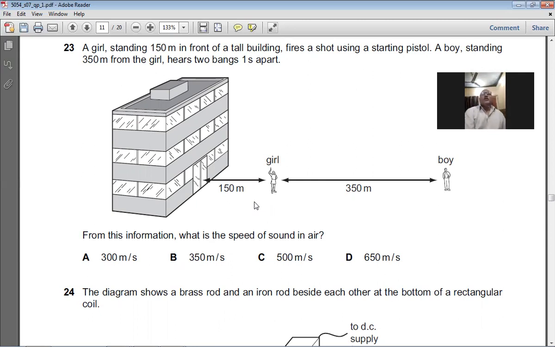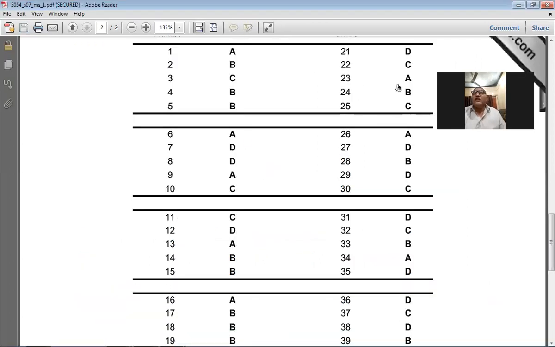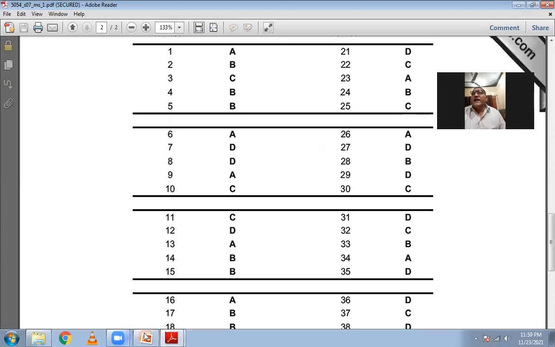And he told us that the second bang came after 1 second. So this boy heard the second bang 1 second after the first bang. So it means that the second wave took 1 second to cover that extra 300 meters. So it means that the speed of that sound wave is 300 meters per second. So I think A is the choice, question number 23. So let's check. Question number 23, A is the right option, sir.